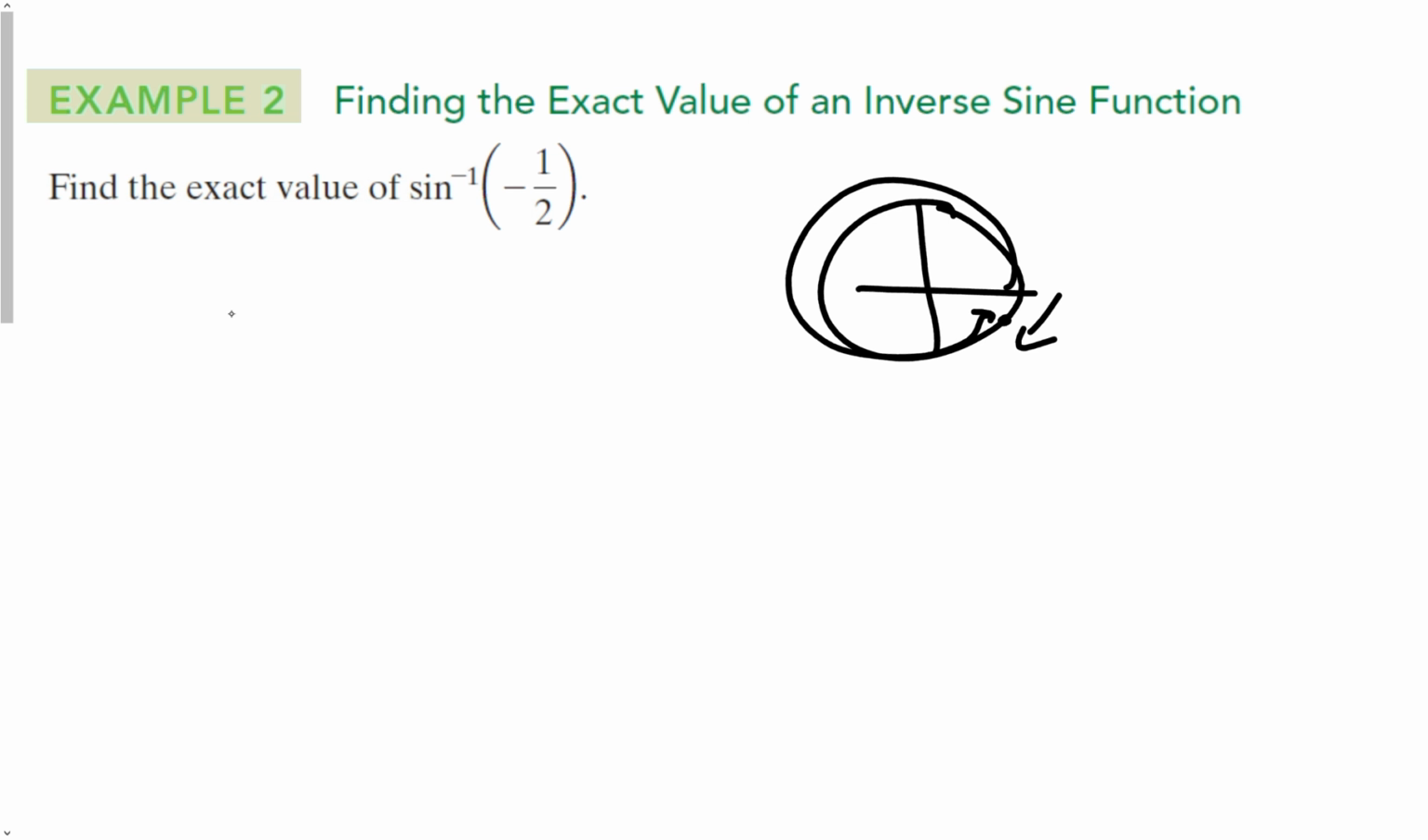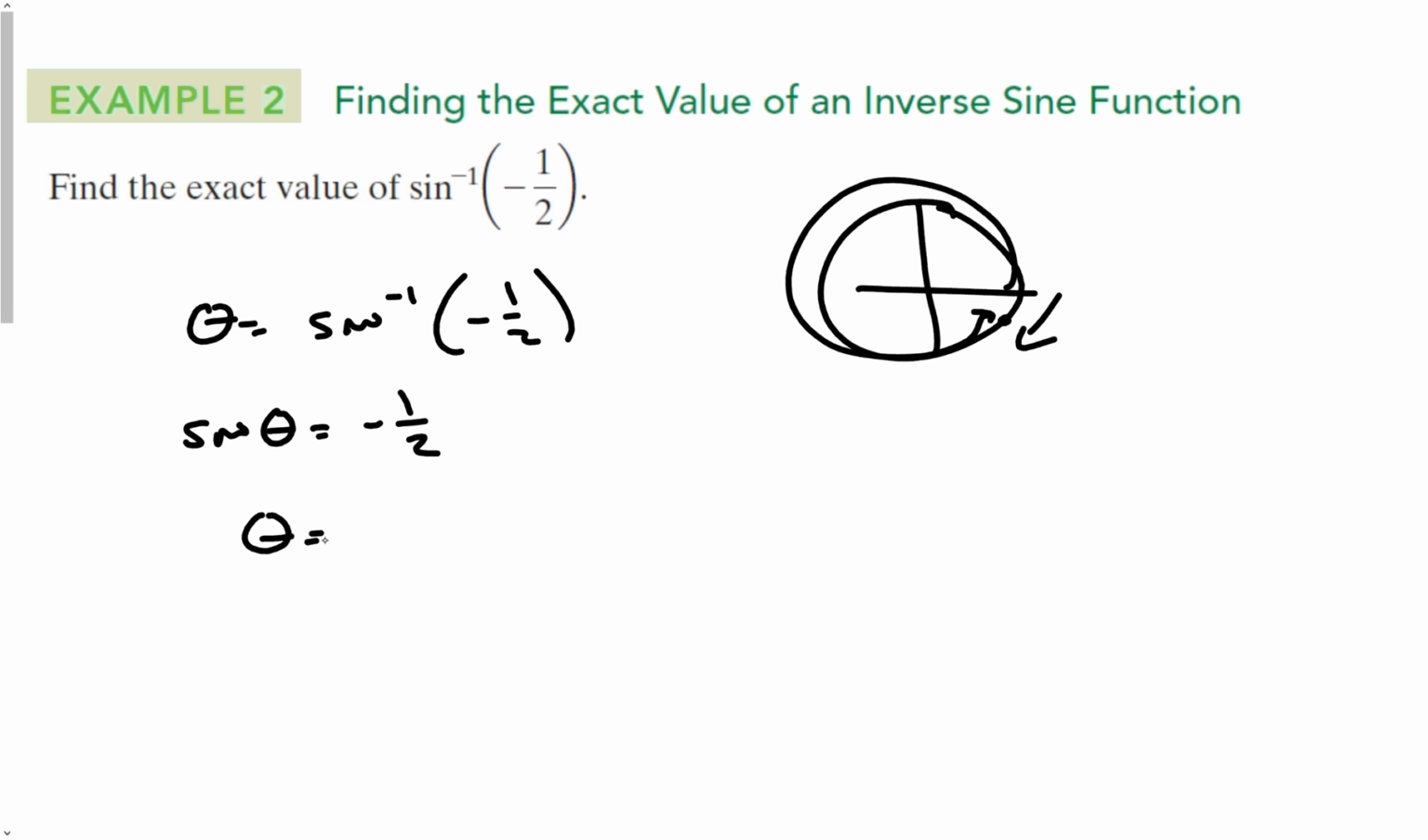So the answer to this is that theta is some angle that has an inverse sine of negative 1/2. The sine of some angle is negative 1/2, and that angle is negative pi over 6.